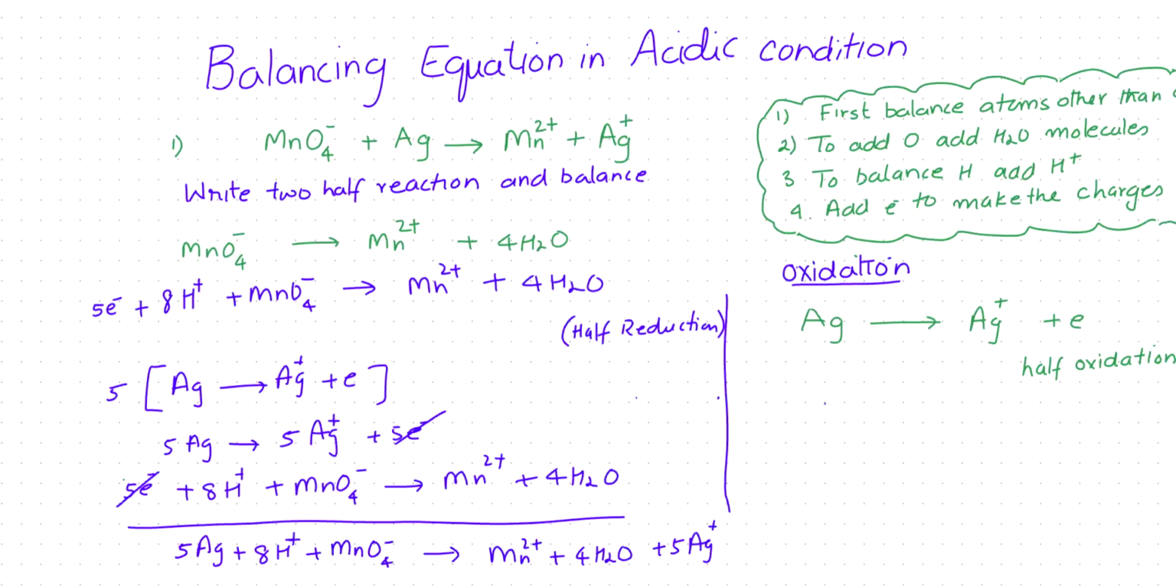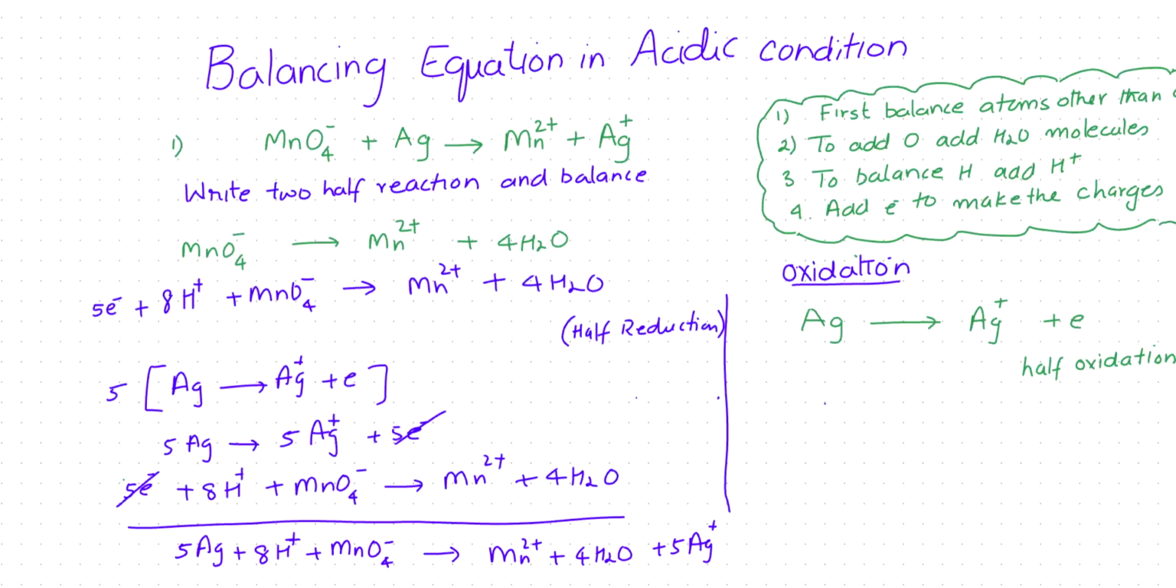You can see the charges. So 5 positive here and 2 positive. Total we have 7 positive charges on the right side. Left side we have 8 positive here and 1 negative. So 1 negative, 1 positive, they cancel. So 7 positive charges we have on the left side. So right side charges are equal to left side and the equation is balanced.